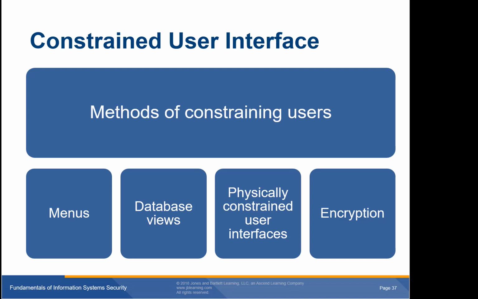Next are physically constrained user interfaces. The user interface mechanism presents the user with a limited number of options. For example, an ATM offers only a certain number of buttons to push. This makes it a physically constrained user interface. And last is encryption. This approach constrains users because it requires them to have the decryption key to reach or read information stored on the system. Encryption also hides information such as credit card details from the user.